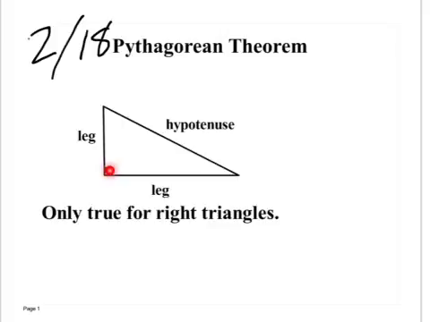Everyone understand that? So the legs touch the right angle, the hypotenuse does not. They're opposite.